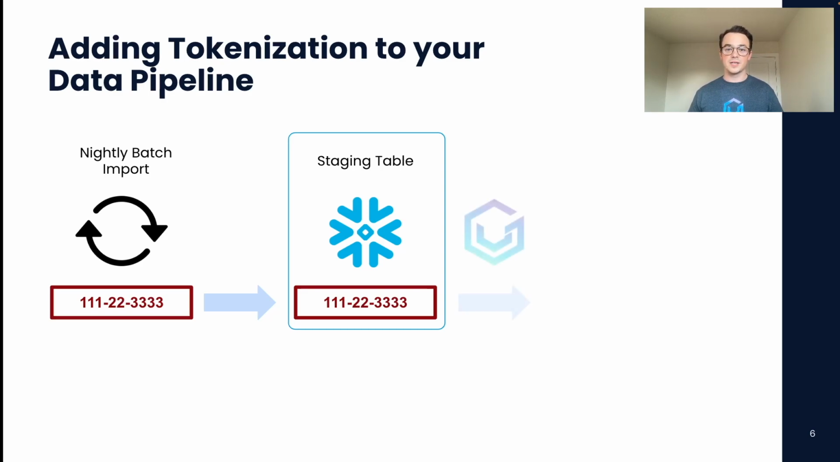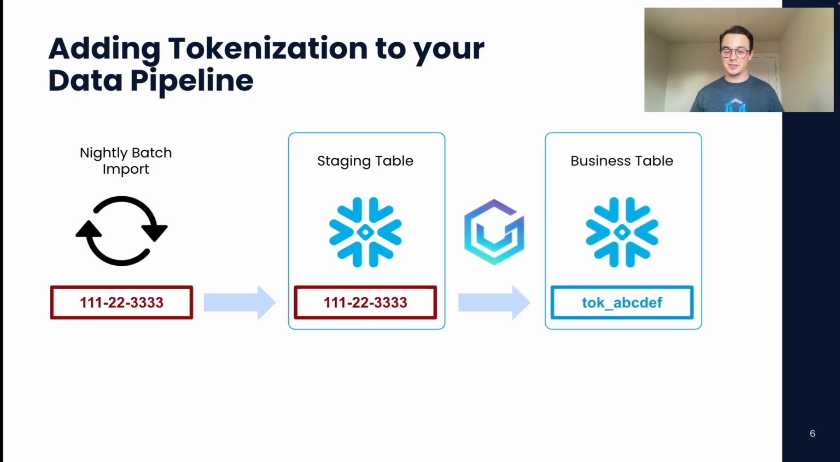And then using the VGS native application, we will tokenize all of the data that enters into that staging table and move it over into the business table, which means your line of business can only ever get access to the tokenized data. All right, now let's jump into a demo and see this in action.